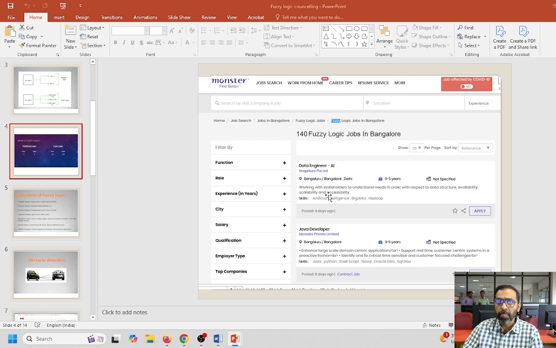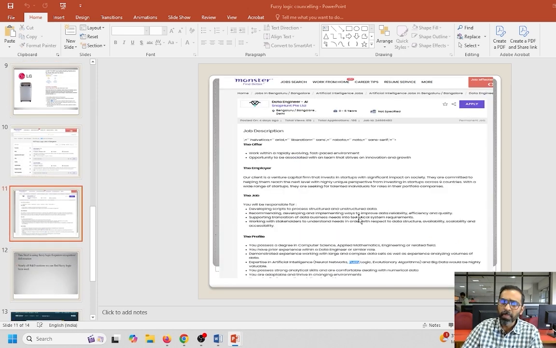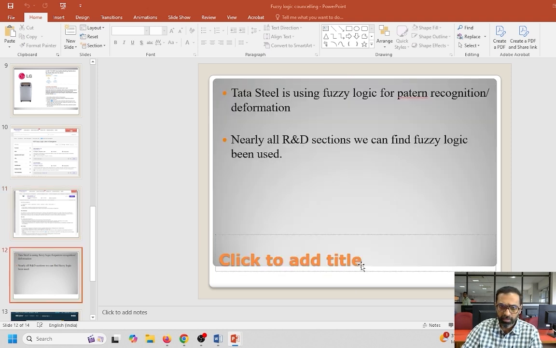Then when we are talking about the opportunities, as this is a part of artificial intelligence, there is a large number of openings in data engineering. If we just type fuzzy logic in job sectors, we can see a lot of jobs available. In the majority of the JDs, we can see that they are asking for fuzzy logic as one of the tools. Neural networks they can be asking for too.